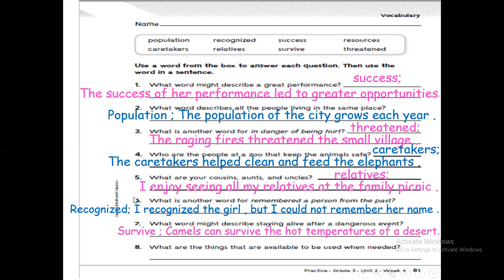What are, let me remove this. What are the things that are available to be used when needed? Resources, like the town's natural resources.